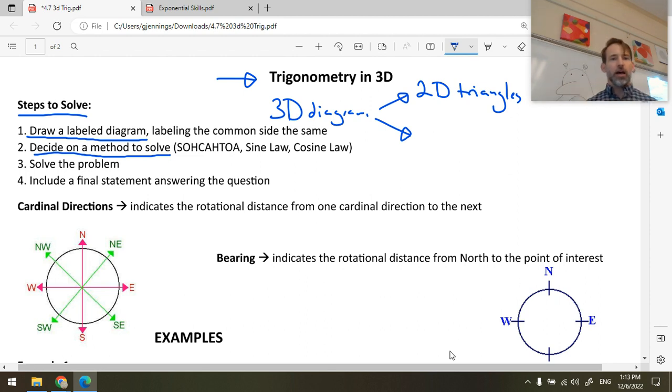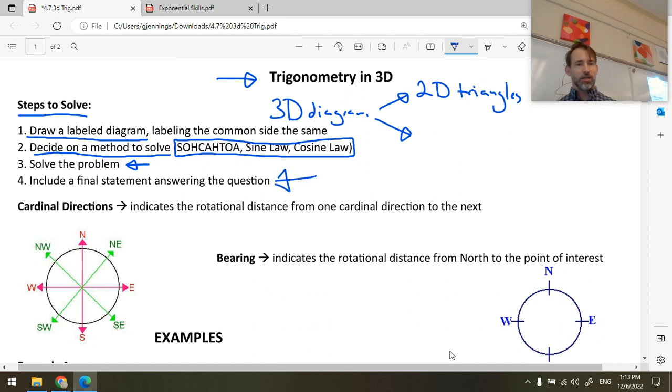And that's going to be just going through your flow chart from the last day. You're going to do SOHCAHTOA if you can. You're going to do Pythagorean theorem if you can. Use sine law if necessary. Use cosine law as a kind of last resort. All right. Once you solve the problem, great. Congratulate yourself. Give yourself a pat on the back. And then don't forget to write a sentence answer.